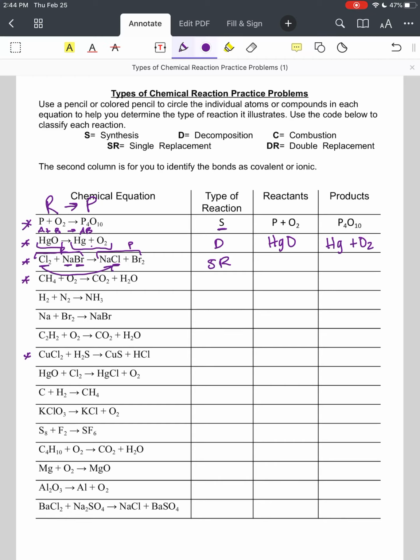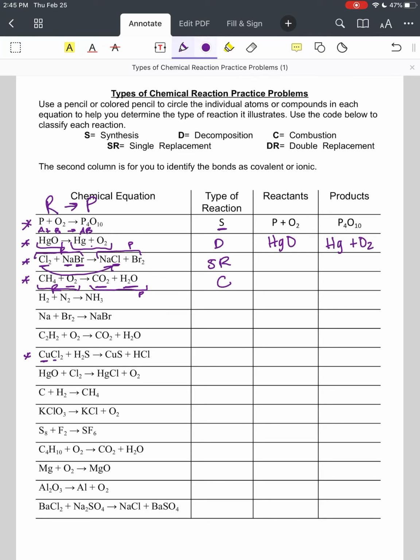Okay, in the fourth reaction, O2, CO2, H2O. Remember, anytime I have those three parts of my reaction, it's always going to be combustion. Okay? And again, same thing. You're just going to list your reactants and your products over on the right side. Okay? Those are never going to change. My reactants are always at the beginning. My products are always at the end.